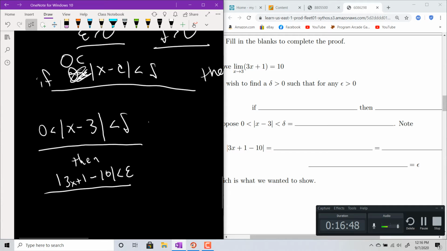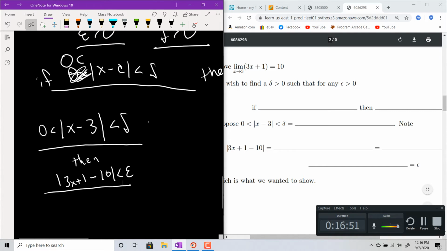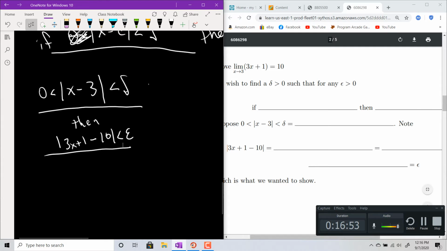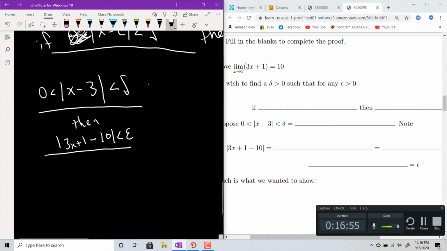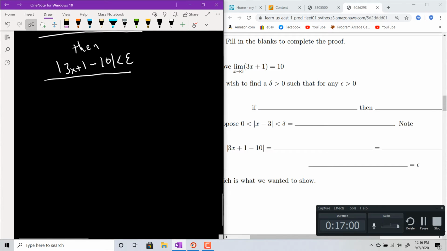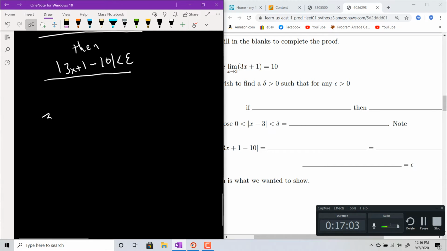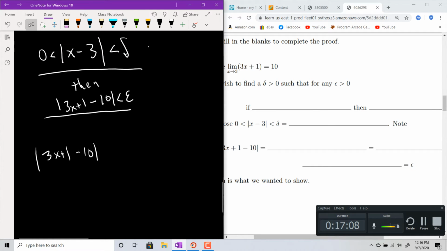Okay, so the third blank here, then, we're trying to figure out what our delta needs to be. And this is where, to the side, you do some scratch work. So you're not putting this part in the blanks. You would write 3x plus 1 minus 10, and then you're trying to rewrite it as x minus 3, sort of. You're back engineering it. So you get 3x minus 9, and then you can factor out the 3, so 3 times x minus 3. And you need that thing to be less than epsilon, and you can solve for x minus 3, right?